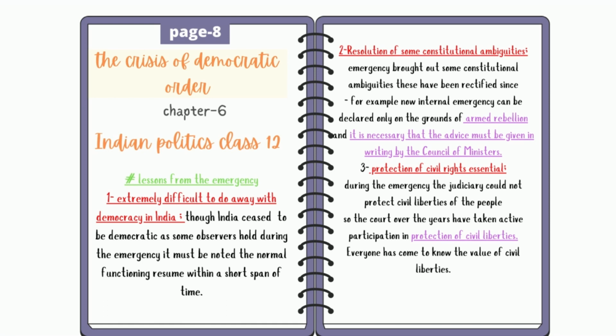For example, now internal emergency can be declared only on the grounds of armed rebellion, and it is necessary that the advice must be given in writing by the Council of Ministers. Written में advice देनी है, ये writing नहीं होगा, written होगा. Third, protection of civil rights essential. During the emergency, the judiciary could not protect civil liberties of the people. So the courts over the years have taken steps. ये जो courts है ये court है basically.